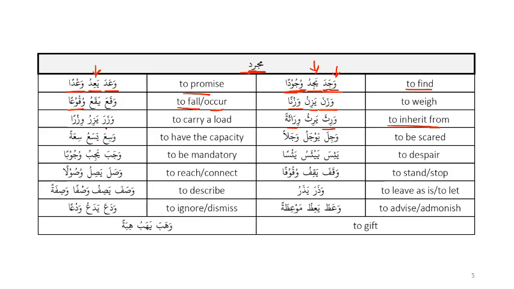All right. Wazara, yaziru, wizran. This means to carry a load. Wajila, yajalu means to be scared. Wasi'a, yasa'u means to have capacity. This word we are going to use today, ya'isa, ya'asu, ya'san. This means to despair, to worry, to be anxious. Wajaba, yajibu, wujuban means to be mandatory. So the word wajib comes from here.